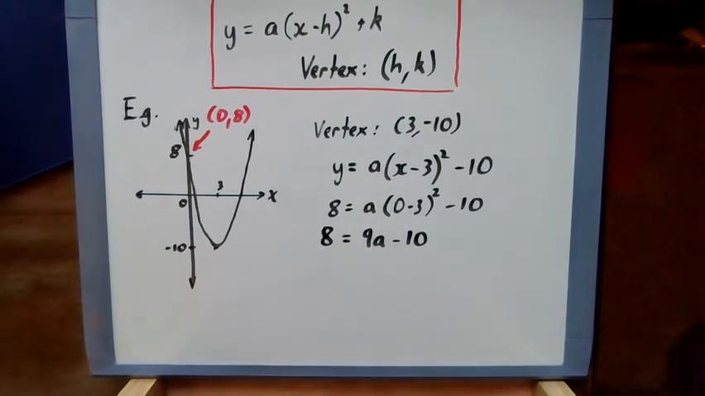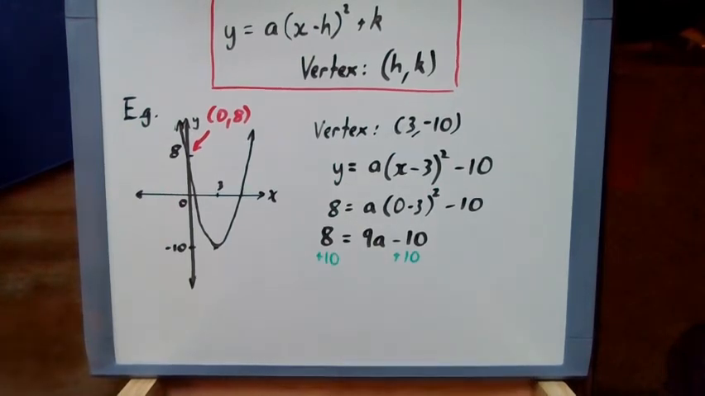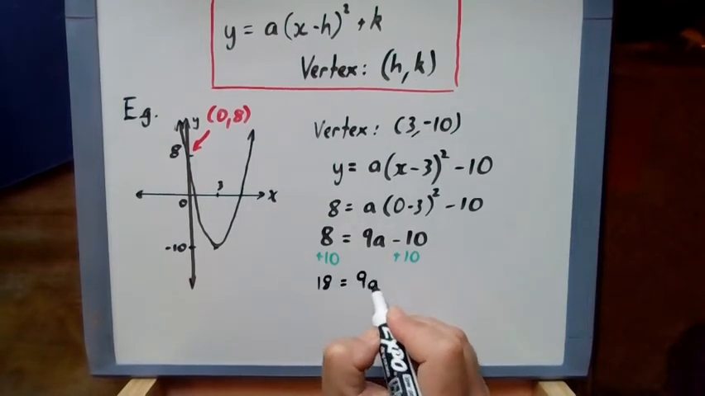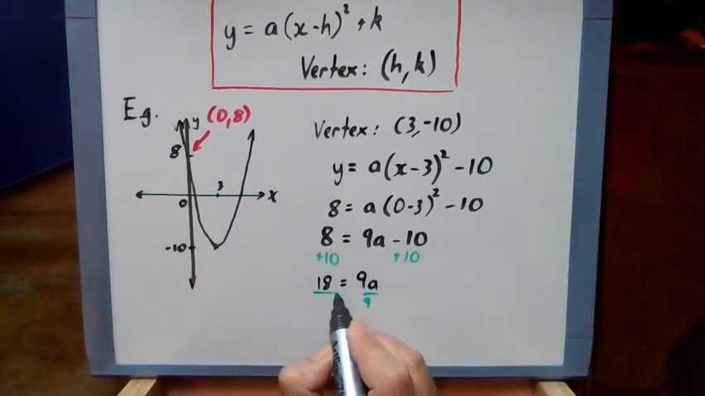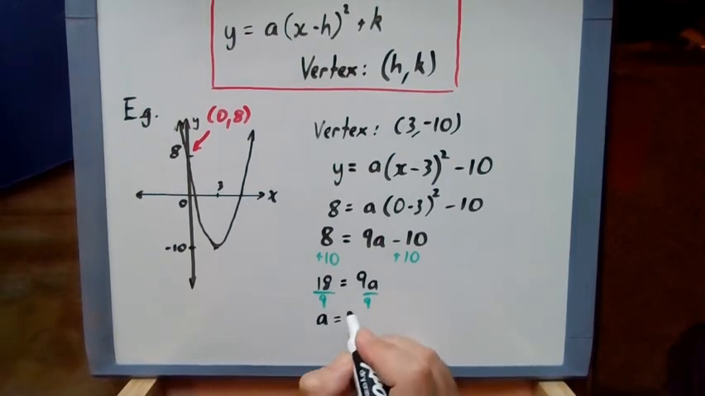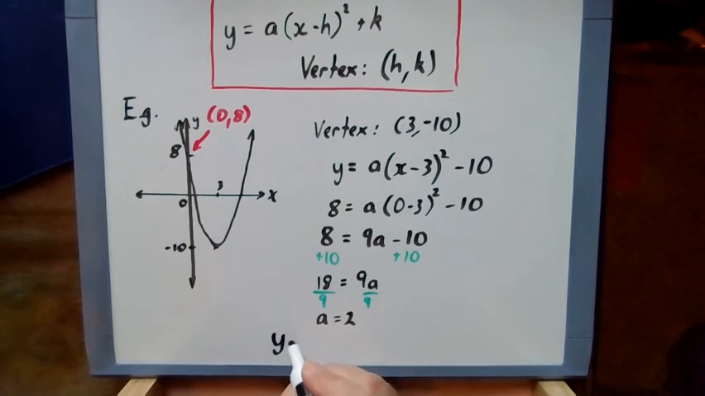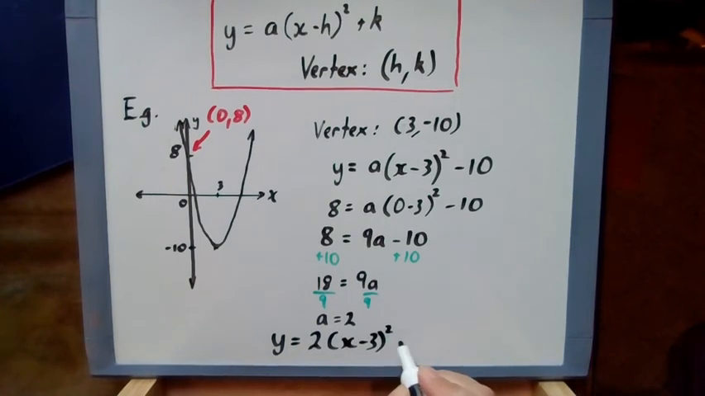So now, if I add 10 to both sides, you can probably do this faster than I can. 8 plus 10 is 18 equals 9a. And now I'm going to divide by 9 on both sides. So I get a equals 2, which means I now have the equation, and it is y equals 2 lots of x minus 3 squared minus 10.